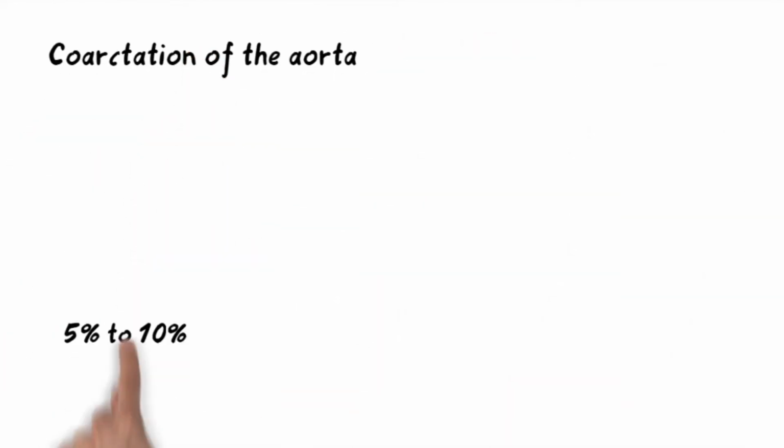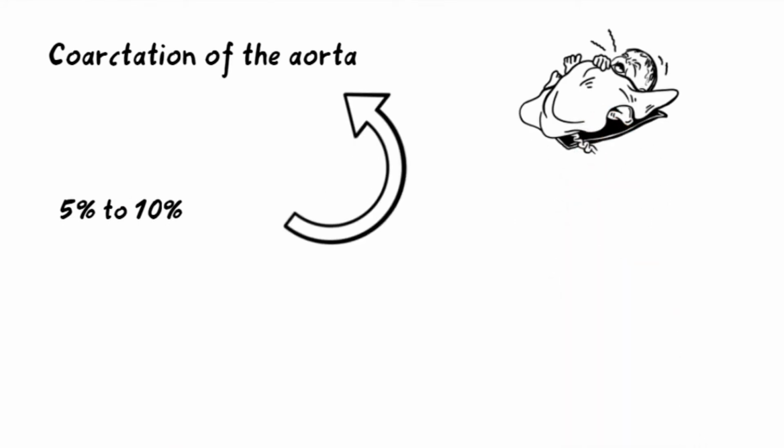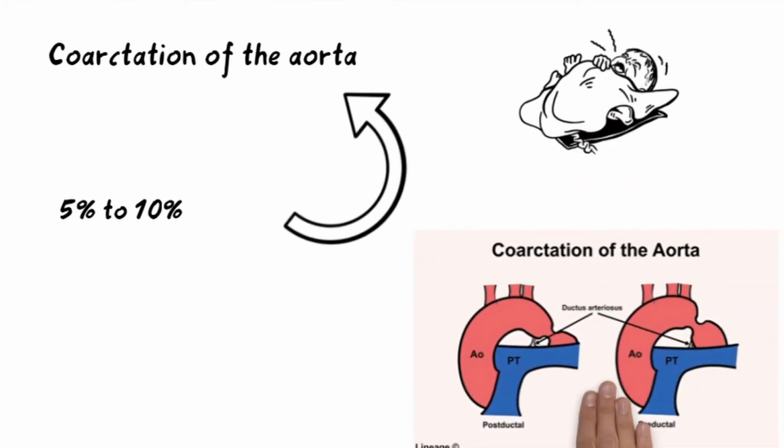Coarctation of the aorta. Between 5% and 10% of those born with Turner syndrome have coarctation of the aorta, which is a congenital narrowing of the descending aorta. It is usually just distal to the origin of the left subclavian artery and opposite to the ductus arteriosus.